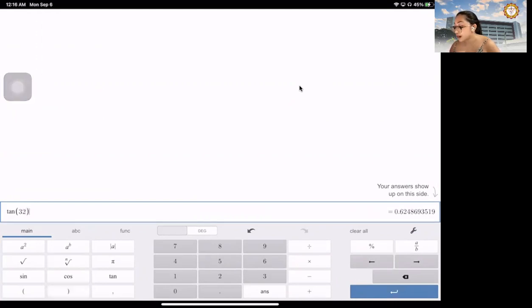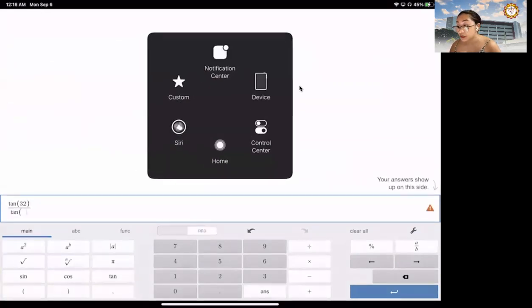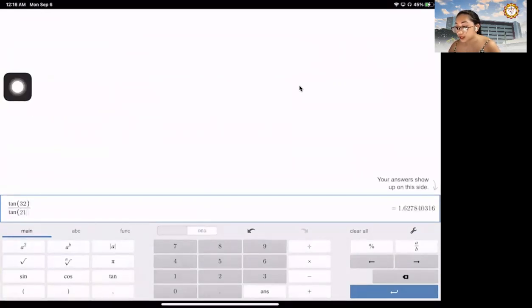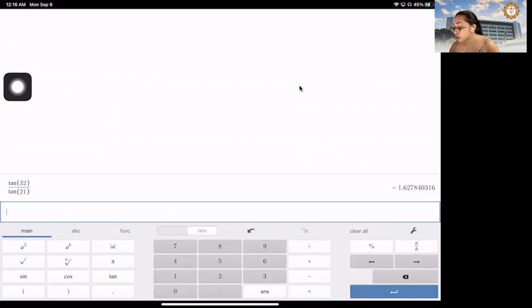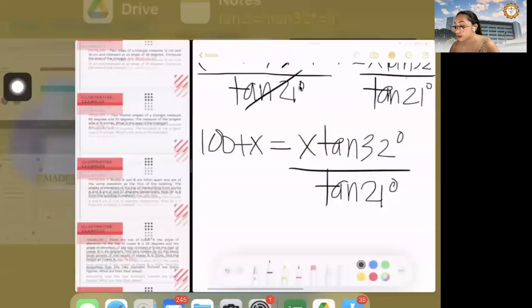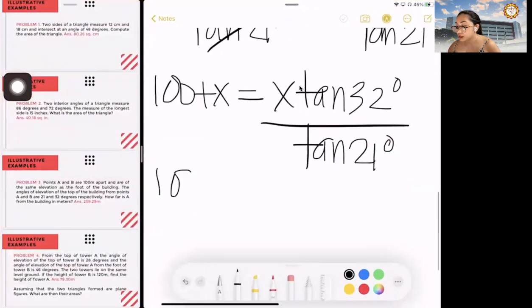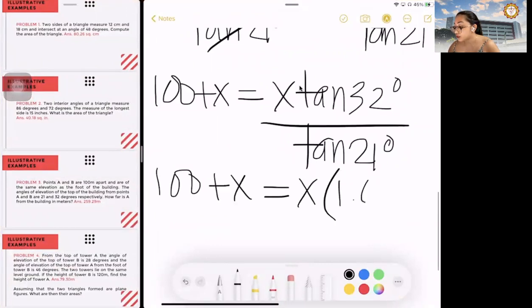Okay, here. Divided by the tangent of 21, right? That was 21. Okay, so the answer is 1.6278. So this becomes 100 plus x equals x times 1.6278. Okay, it becomes a number now.